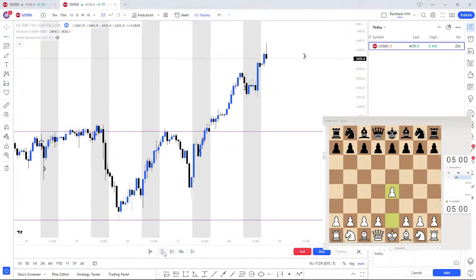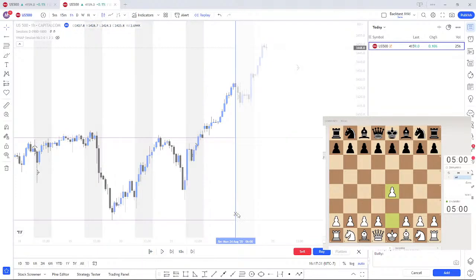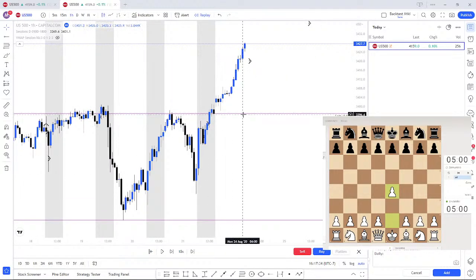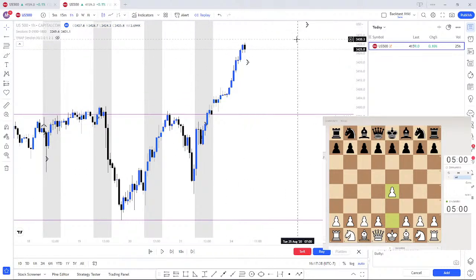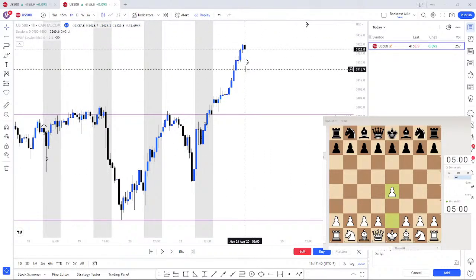Alright, that's enough. Come on, I pressed it. Oh my god. Disgusting. What is this? 5 a.m. Alright, we already have our arrows from the prior trades.